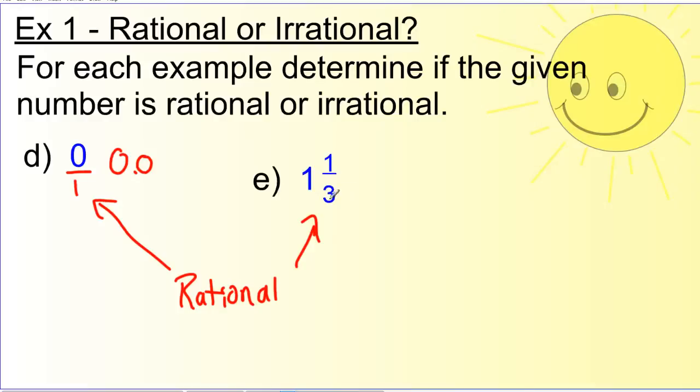This one, I can write as a fraction. Now, this is technically a mixed number. I can still write this as a fraction. It would be 4/3. 4 divided by 3 as a decimal is 1.3333333 repeated forever. That's a nice, pretty decimal. It's not a big, huge, jumbled mess of numbers. So these are both rational numbers.